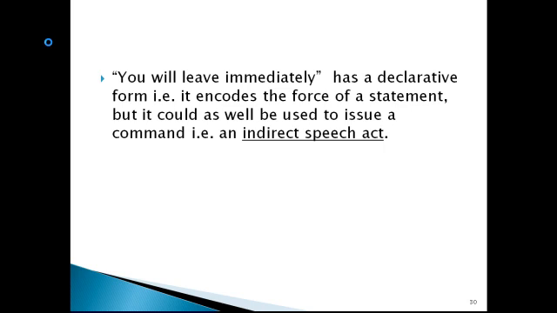You will notice that you will leave immediately has a declarative form. That is, it encodes the force of a statement. But it could as well be used to issue a command, as in indirect speech.